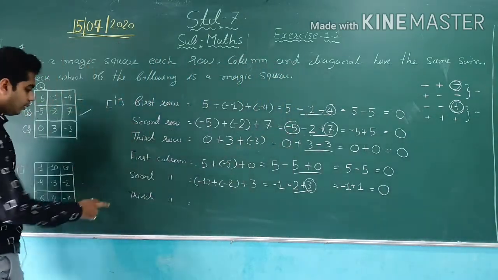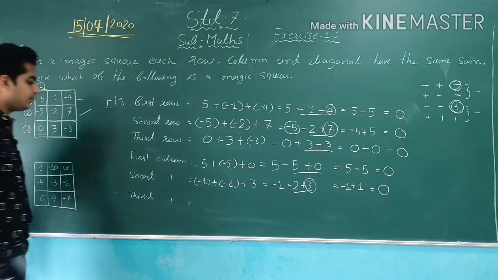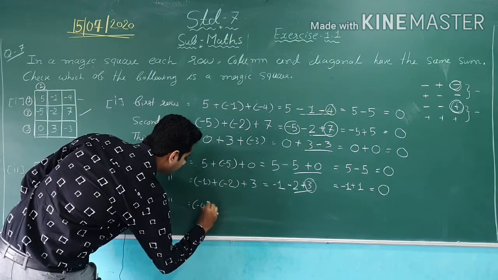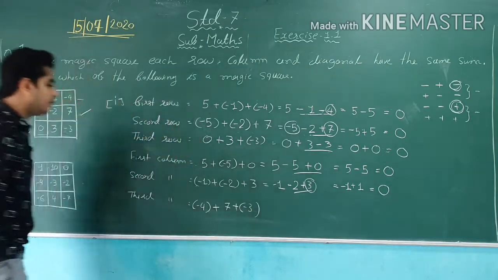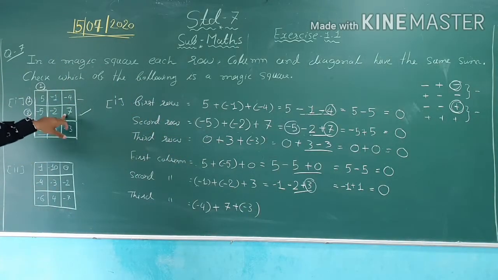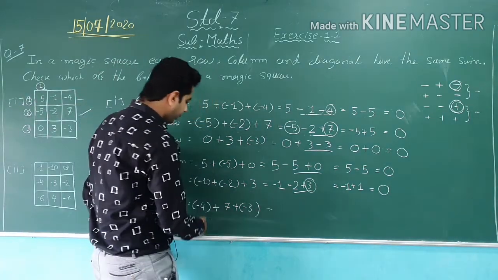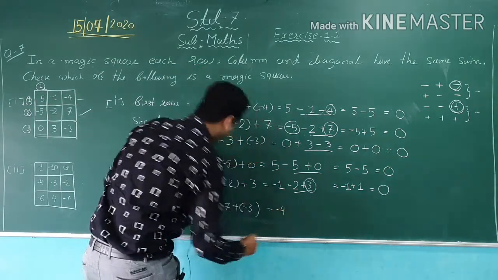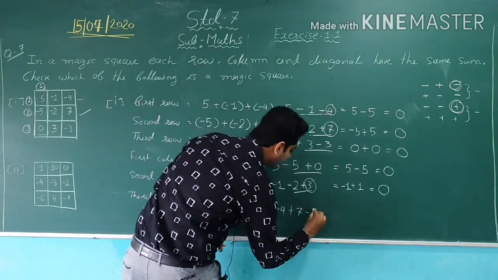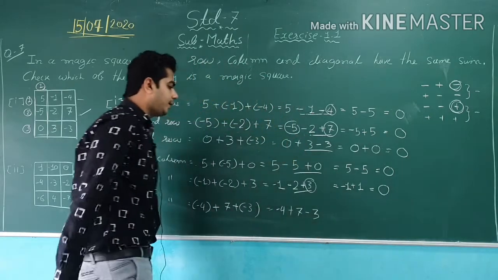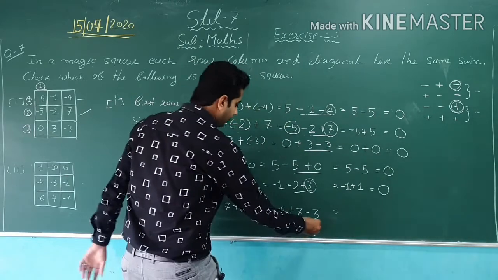We are close. Now third row is minus 4, 7 and minus 3. Third row minus 4 plus 7 plus minus 3. See, minus 4, 7 and minus 3. Again open the bracket. So this one becomes minus 4 plus 7 as it is. Now plus minus minus. So that's why 3, minus 3. Now again do this.